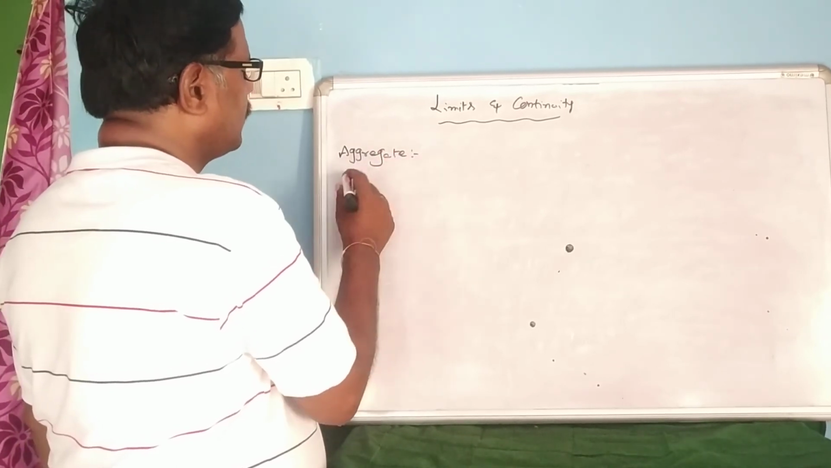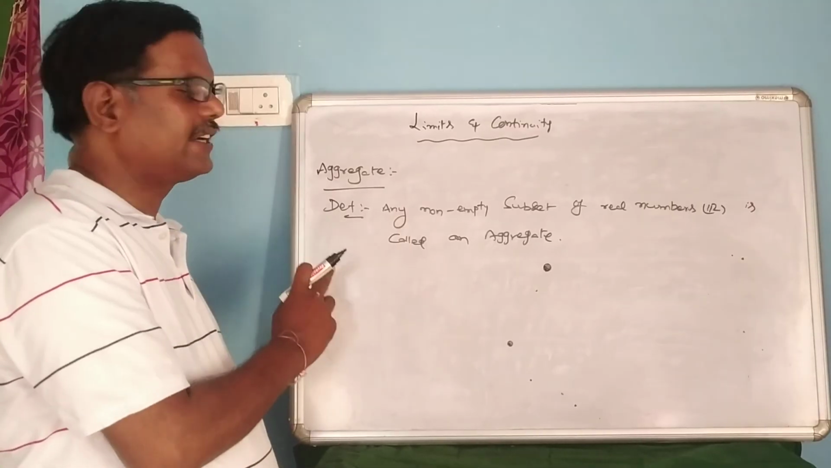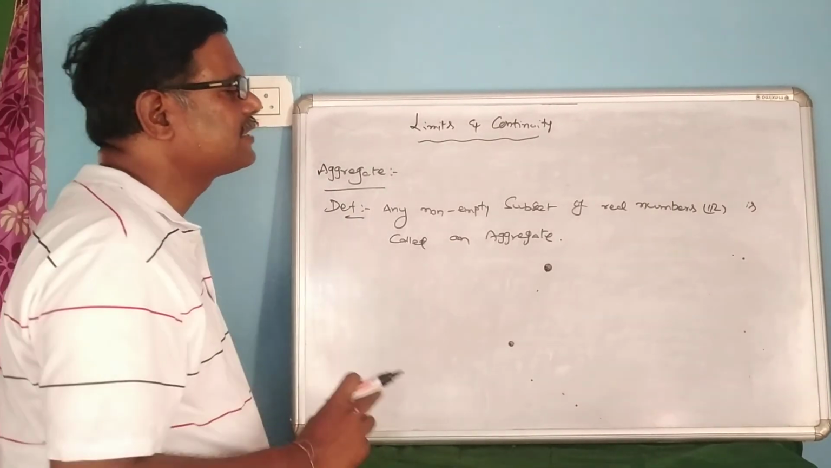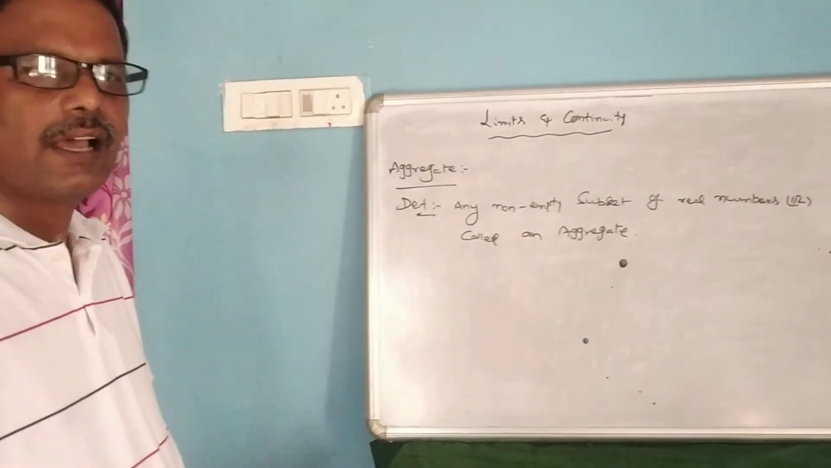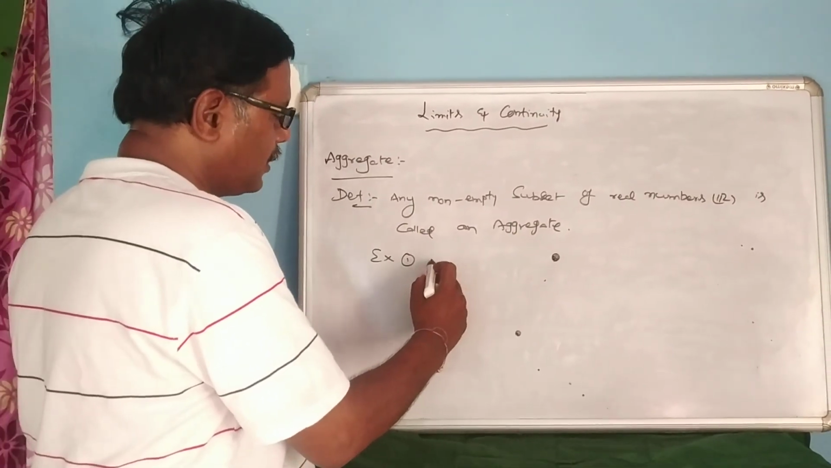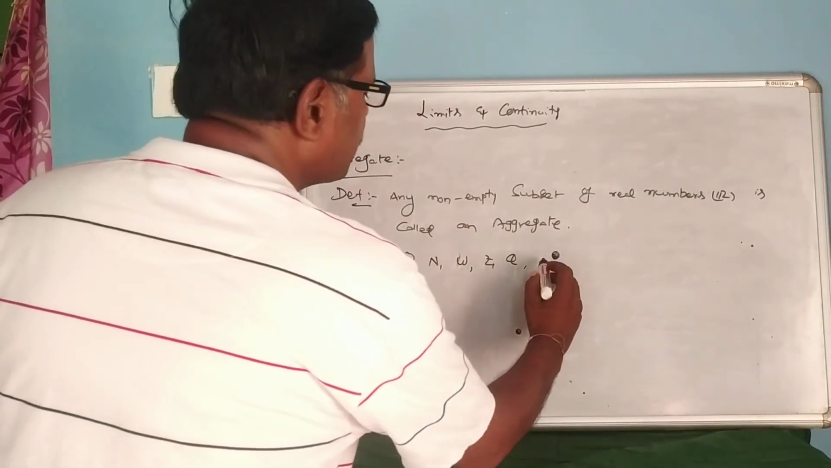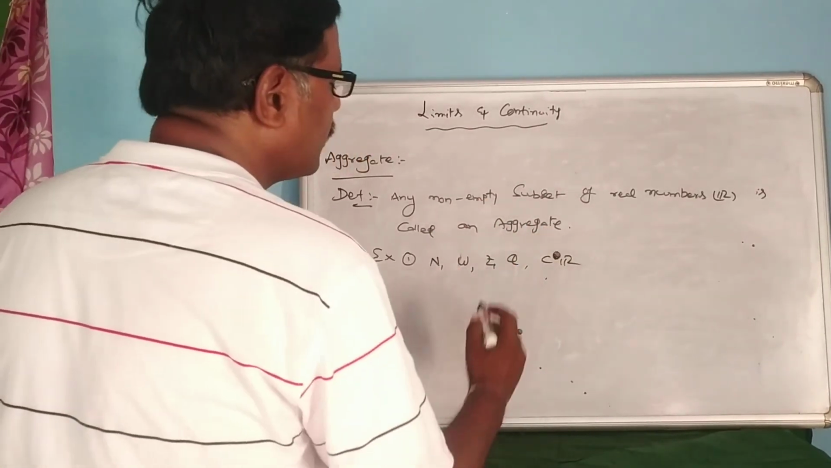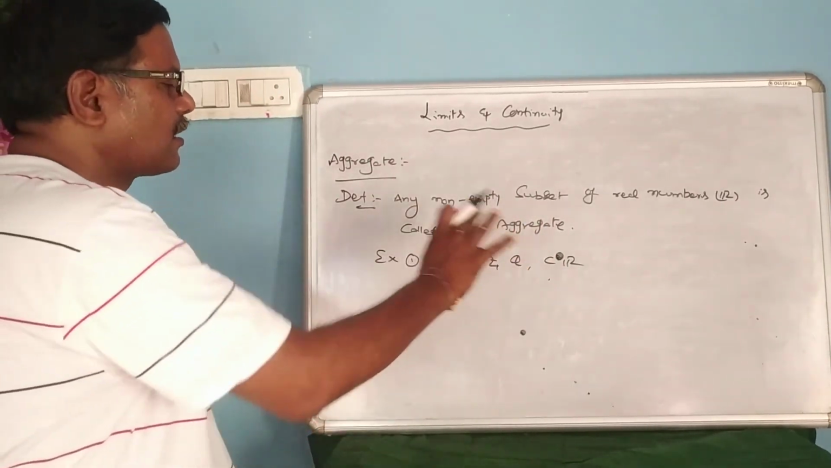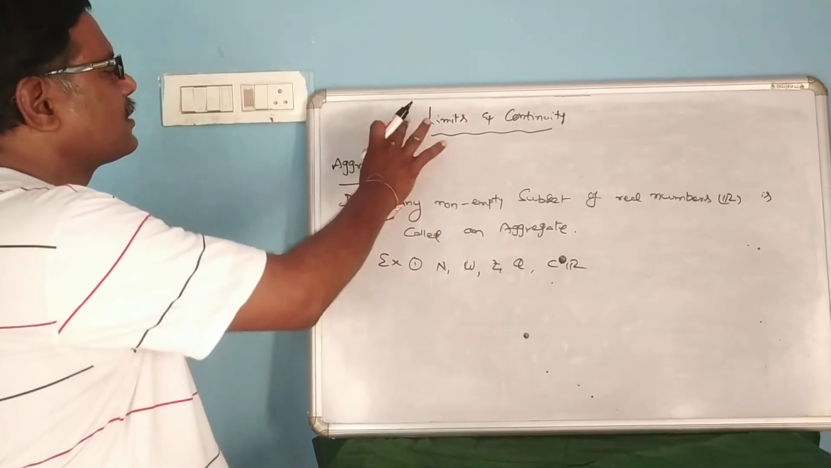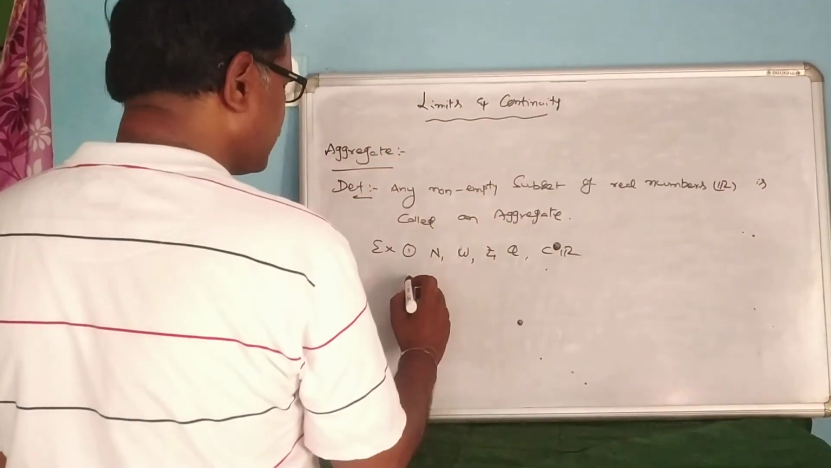Aggregate. What is meant by aggregate? Definition. Any non-empty subset of real numbers is called an aggregate. We have N, W, these are all subsets of R. These are all aggregates of R.